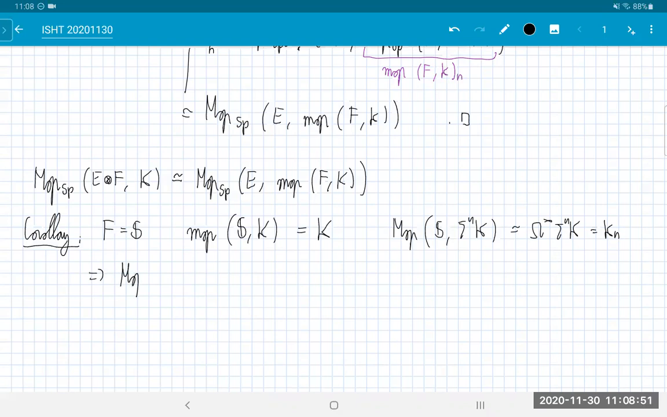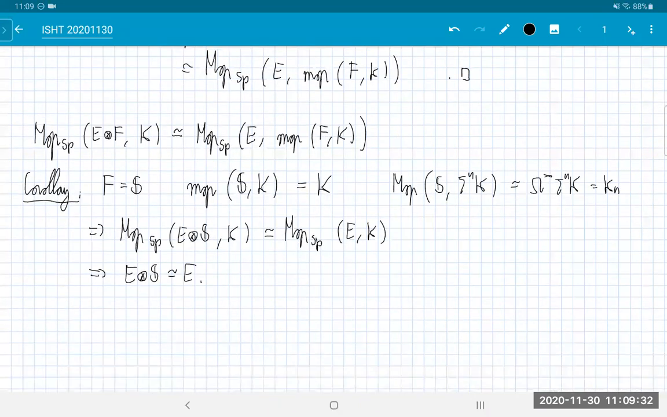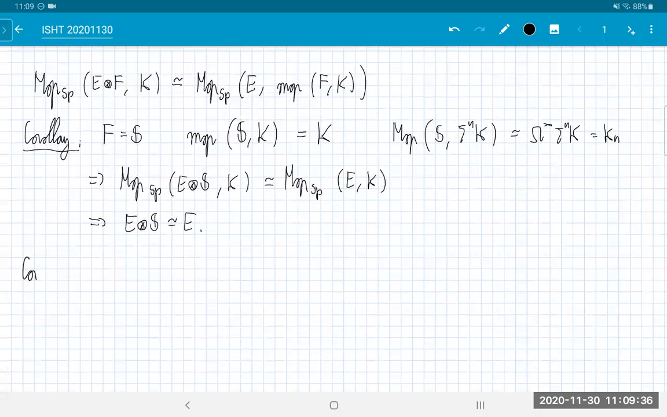So maps in spectra from E tensor the sphere into K is the same thing as maps in spectra from E into K. And therefore, E tensor the sphere is the same thing as E. So the sphere is the unit for this symmetric monoidal structure. And actually, let me remark that from the definition, it is obvious that E tensor F is the same as F tensor E.